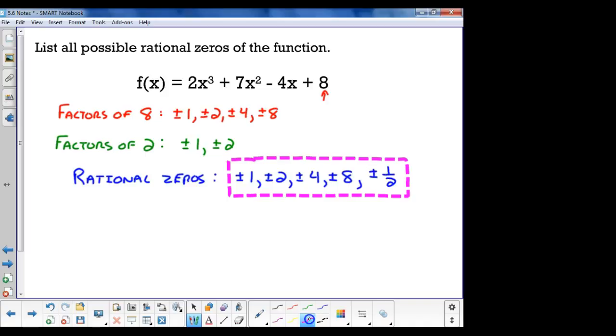Some of them might be a double. So that would be one where it has a turning point right on the x-axis. Because what we're finding here, remember that zeros are also roots. They're solutions. What else do we call them? Answers.